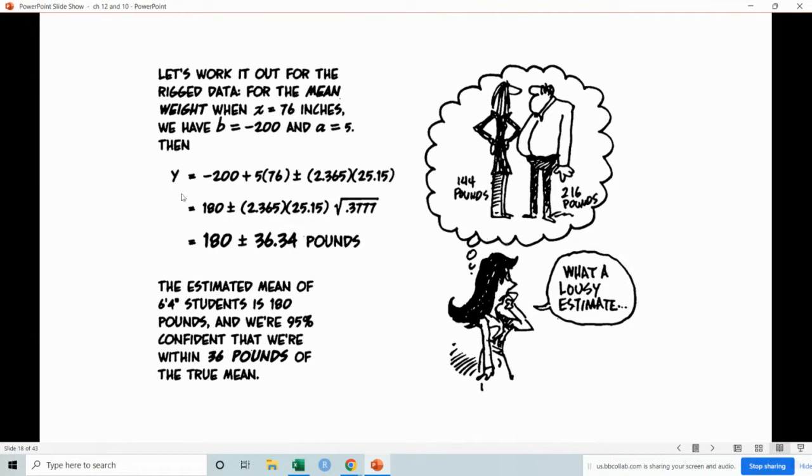Then I can put that in: y equals -200 plus 5 times 76, plus or minus 2.365, which is the t value, times 25.15 being the standard error. So we simplify that and we get at 76 inches, 180 pounds plus or minus 36.34. So the estimated mean of a 6'4" student is 180 pounds, and we're 95% confident that we're within 36 pounds of the true mean.